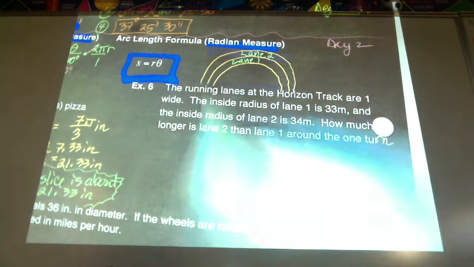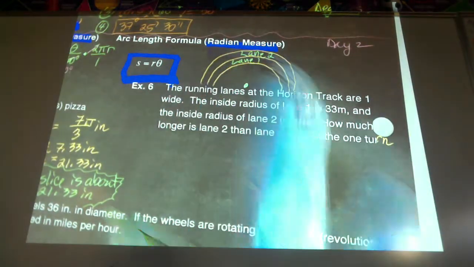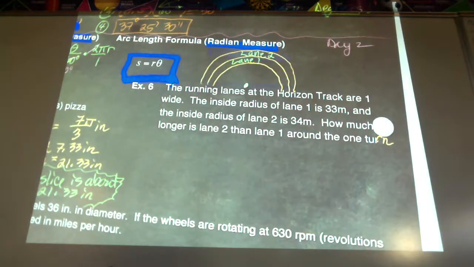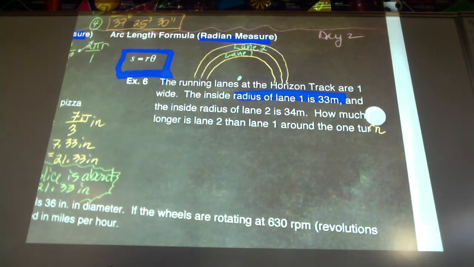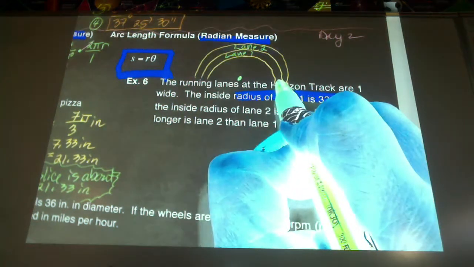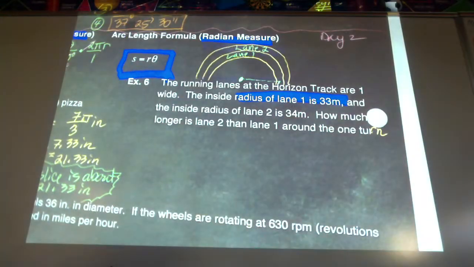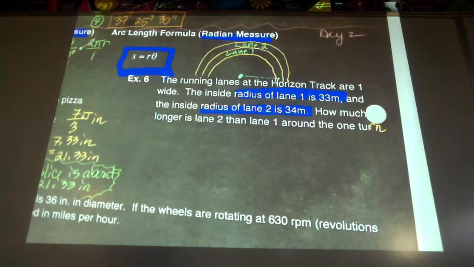Then they tell you that right here would be the radius, because isn't this a half circle? Yes. So right here is the radius, and they say the radius of lane 1 is 33 meters. So from here to the middle, that should be 33 meters. And then the radius of lane 2 is 34 meters, so it's 1 more meter. So the question is, how much longer is lane 2 than lane 1 around one turn?